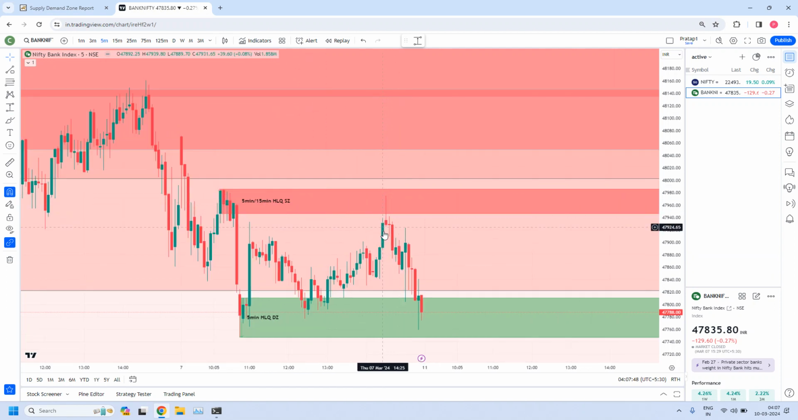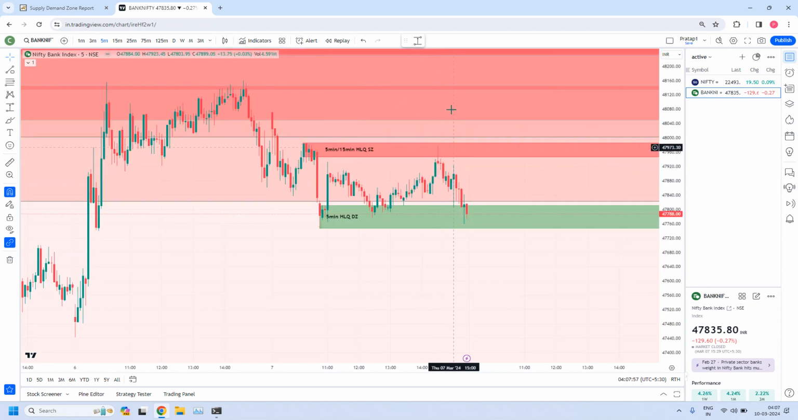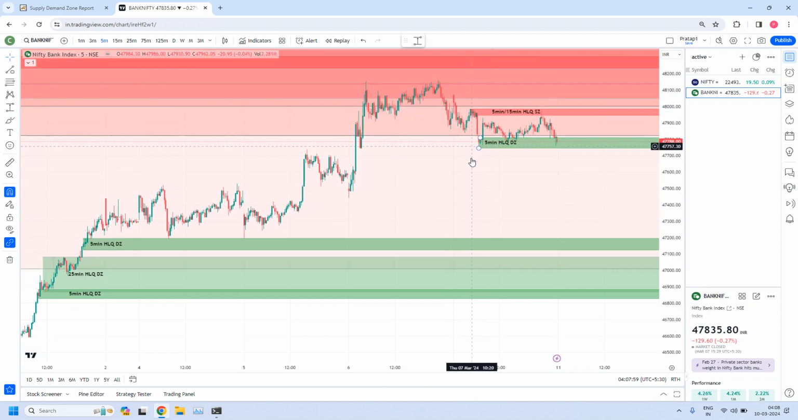Now again, within this zone, they created a rally, 2 base candles and a drop. Again, another zone is created. Liquidity they keep on adding here because this is a supply area, the sellers' area for Bank Nifty.